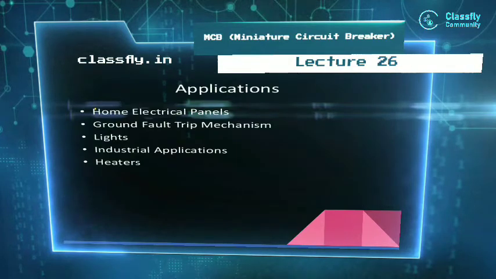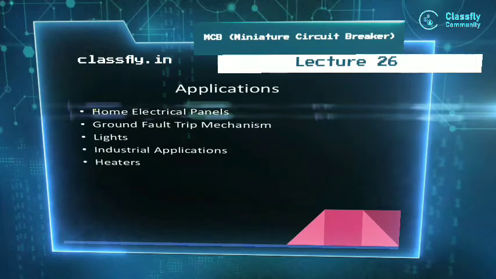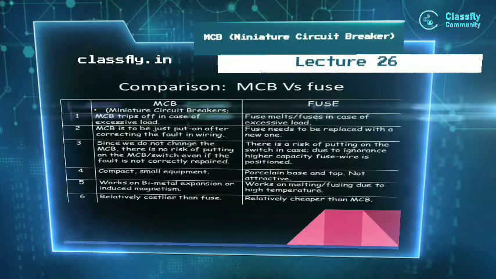Okay. Now applications. Where can we use MCB? Home electrical panels for protecting them, ground fault trip mechanism, lights, industrial applications as well as heaters. Okay. Now the biggest comparison is between these two: MCB and fuse.